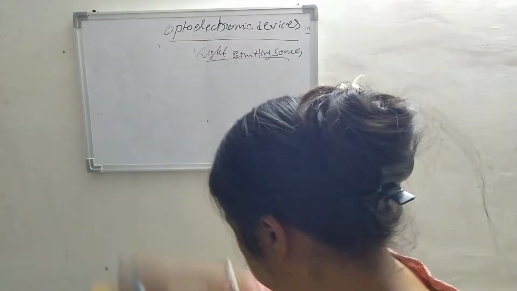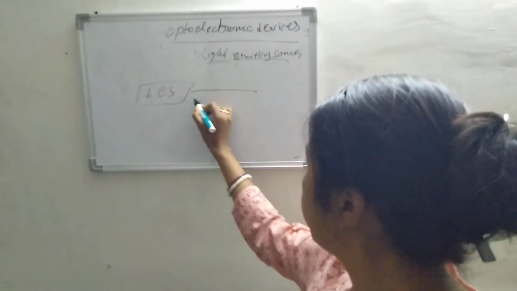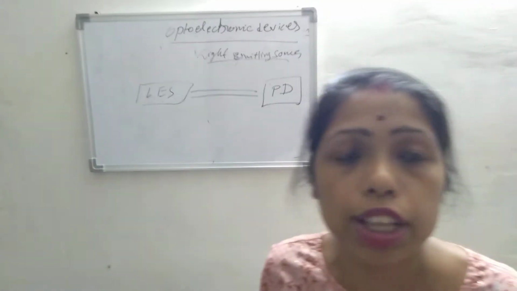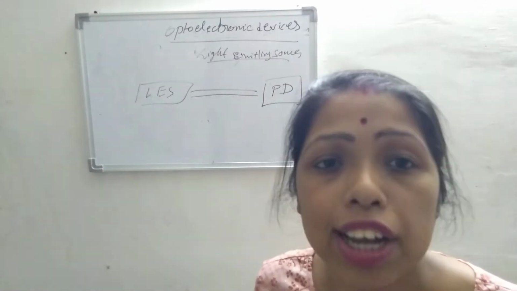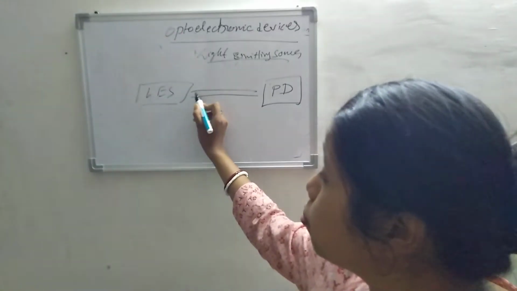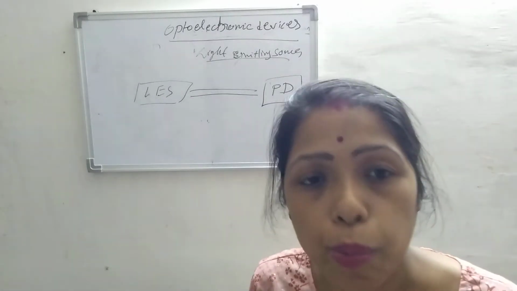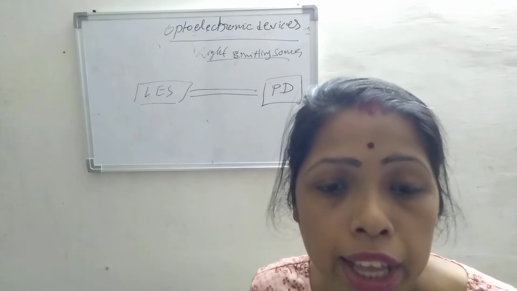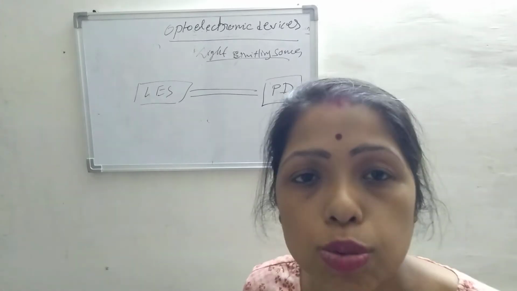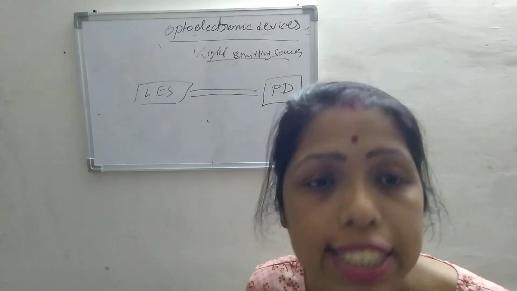What is the optical communication system? Here is the light emitting source, there is one channel, and here is the photodetector. This entire system is called the optical communication system. In a normal communication system, we can use copper wire, and the data is sent in the form of electrical pulses, but in an optical communication system, the data is in the form of an optical signal.